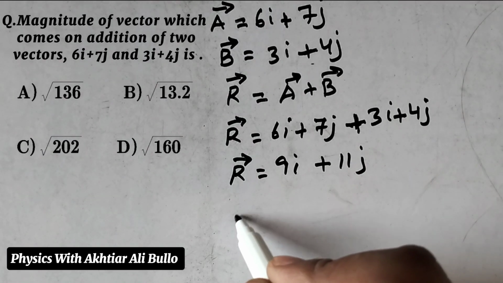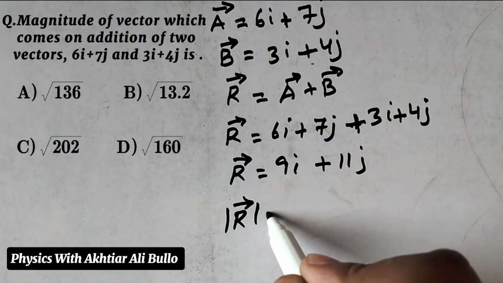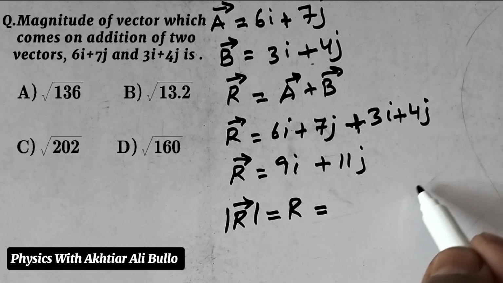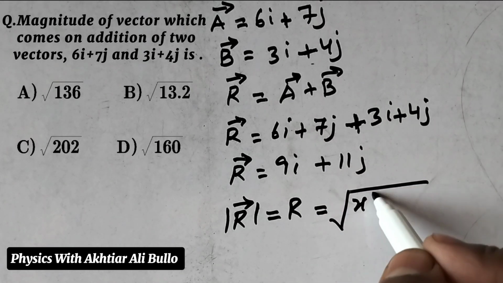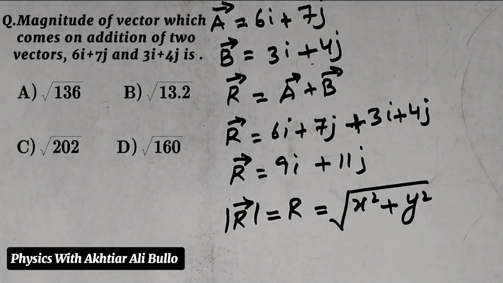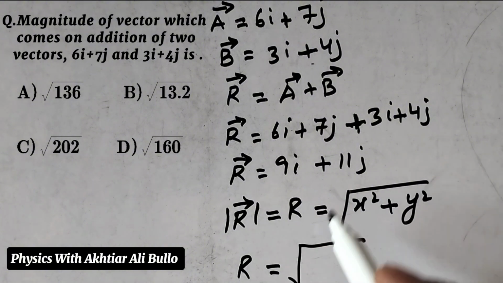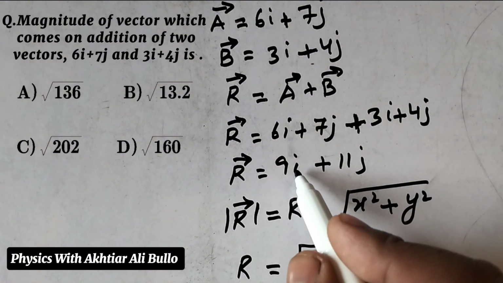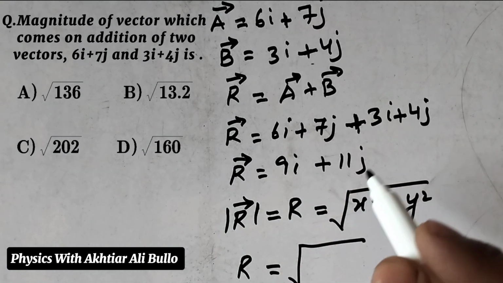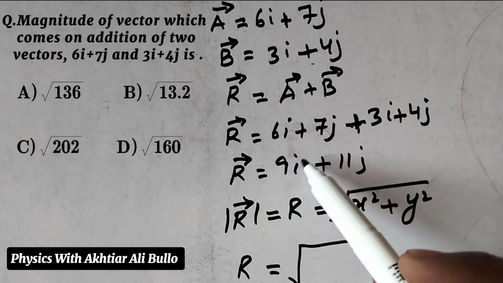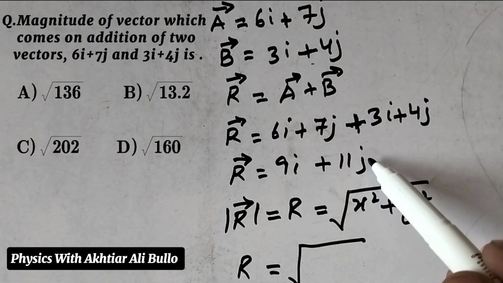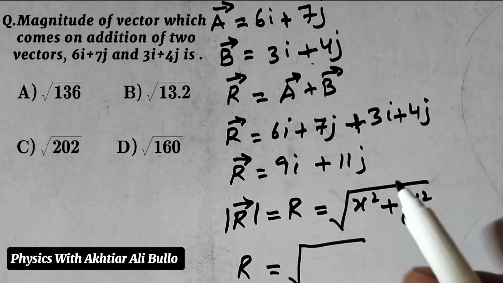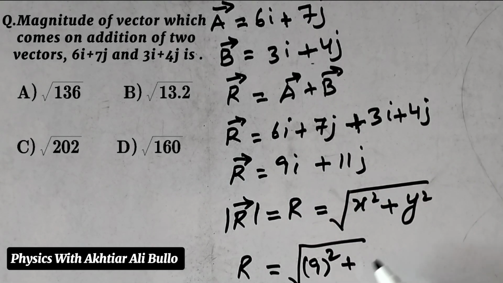Now we will find the magnitude of the resultant, meaning mod of r, or we can also write it as r, which is equal to under root x square plus y square, because here two components are given. The value of x is 9, because on the x axis we take the i unit vector and along the y axis we take the j unit vector. So the square of x means 9 square plus y square means 11 square.